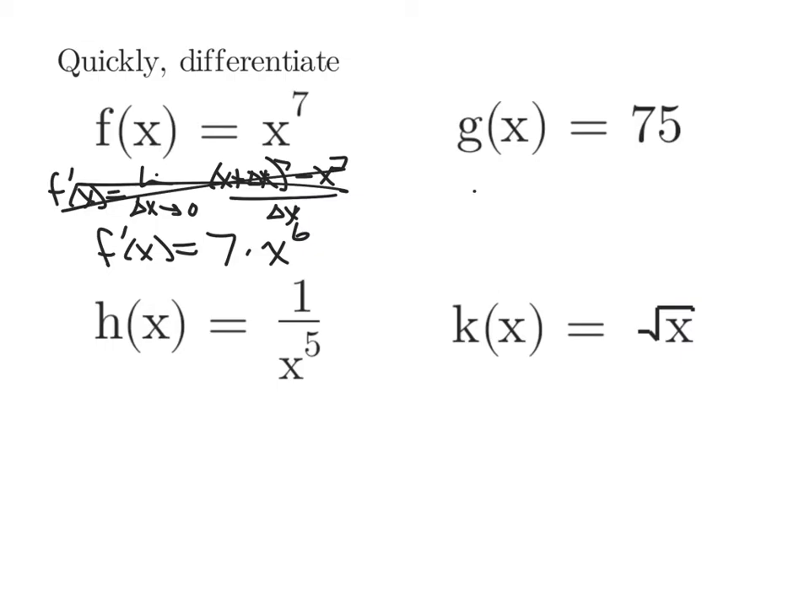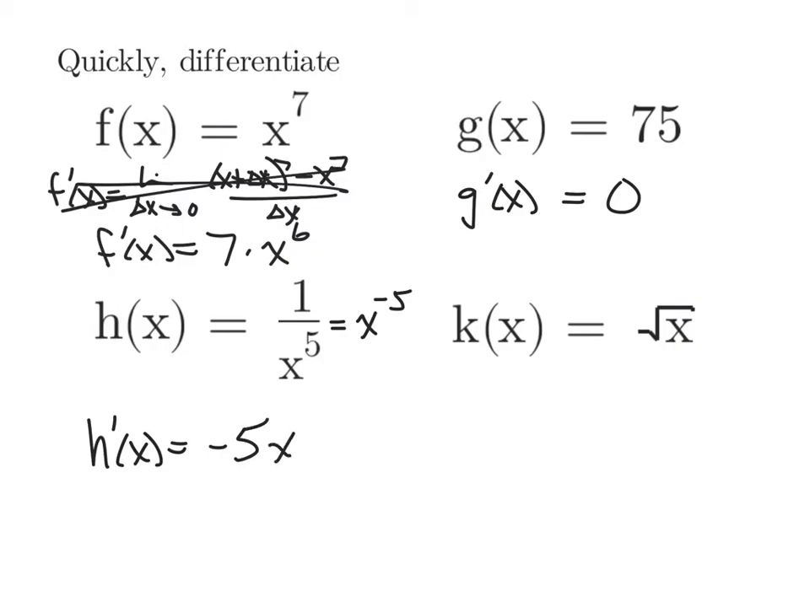For g of x, want to find the derivative of g of x? G of x is constant. So the derivative of all constants is 0. For h of x equals 1 over x to the 5th, well, think about that as x to the negative 5th power. Then we can use our power rule. The derivative is going to be, bring the power down, so negative 5 is a coefficient, and reduce the power by 1. So negative 5 minus 1 is negative 6.